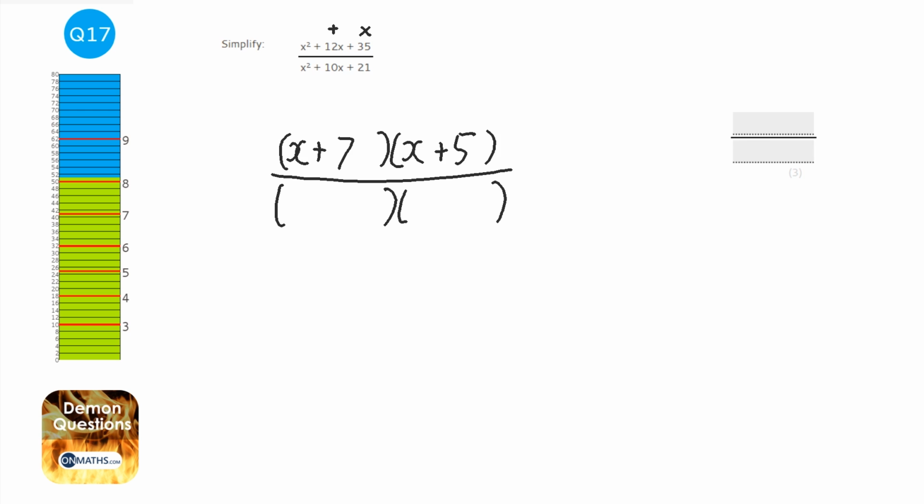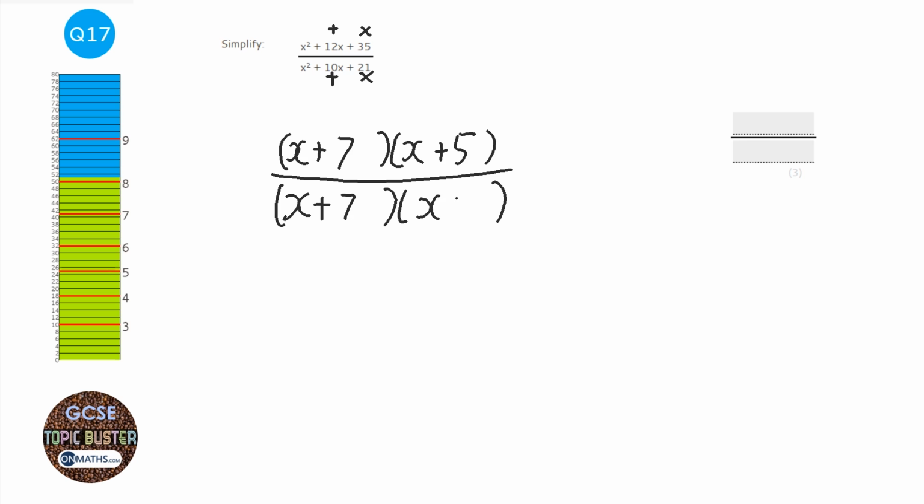Now, a little bit of a cheat here. I know one of them will be the same. So either one of them is going to be x plus 7 or one of them is going to be x plus 5. So I need 2 numbers to add together to make the 10x and times together to make 21. Well, I know that 5 doesn't go into 21, but I know 7 does. So x plus 7 and x plus, well, to make the 21 and the 10 needs to be 3.